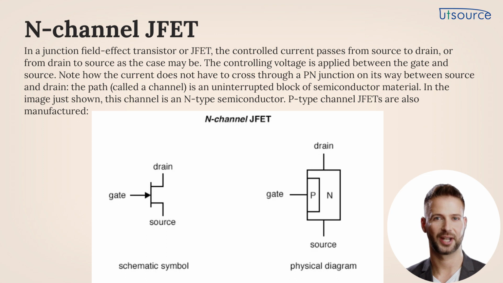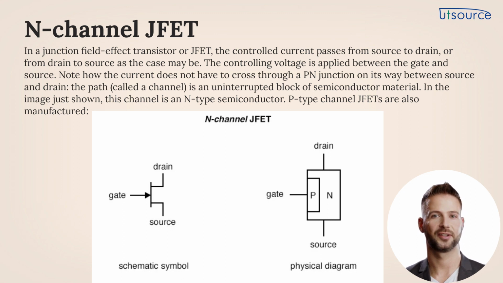That is, the main current through them is comprised either of electrons through an N-type semiconductor or holes through a P-type semiconductor. This becomes more evident when a physical diagram of the device is seen. In a junction field effect transistor, or JFET, the controlled current passes from source to drain, or from drain to source as the case may be.